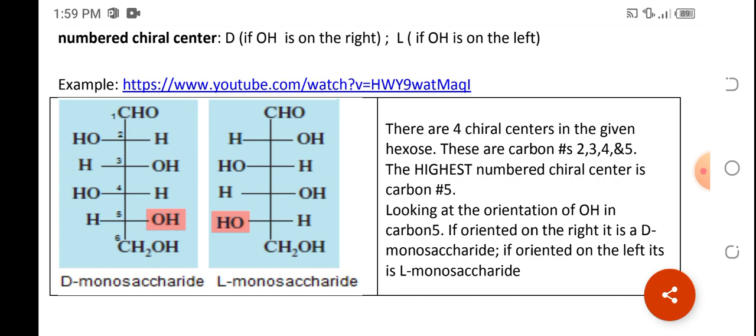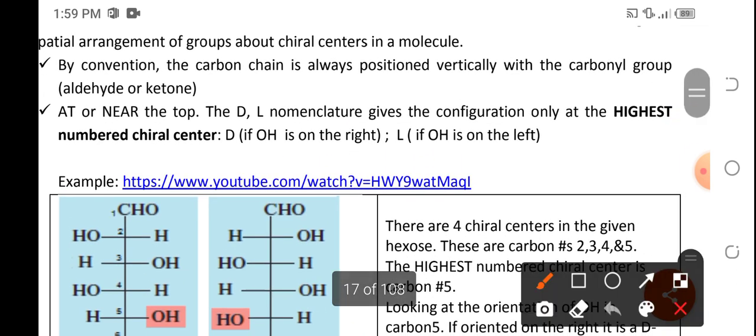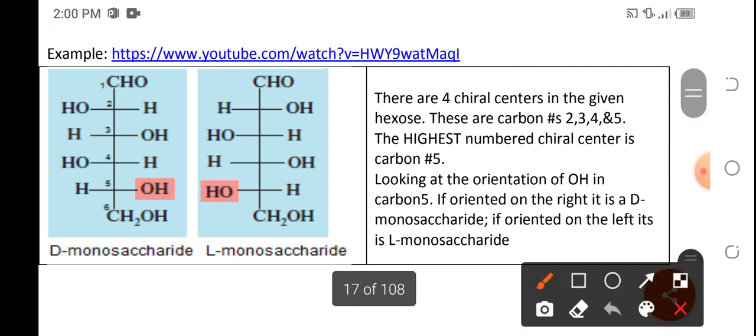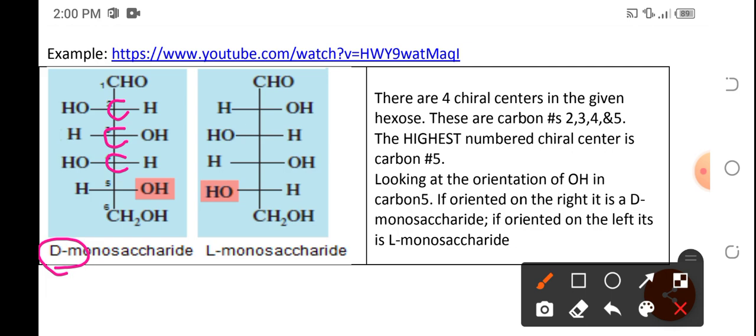Sabi kanina, okay, the hydroxyl group on that highest numbered chiral center should be oriented on the right for it to be classified as a D molecule, or pag sinabi nating D, it is a right-handed molecule. For it to be considered as a left-handed or L molecule, the hydroxyl should be on the left. So balikan natin. Sabi dito, ito daw ay D monosaccharide, or this is right-handed monosaccharide or right-handed form. Paano siya? Remember, we have 4 chiral centers for this monosaccharide. And the highest numbered chiral center is carbon number 5.